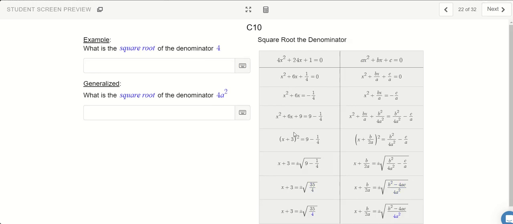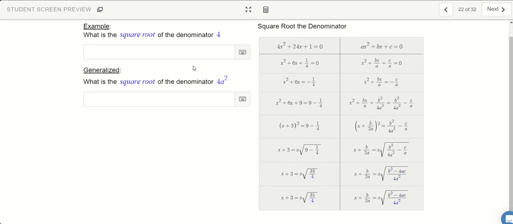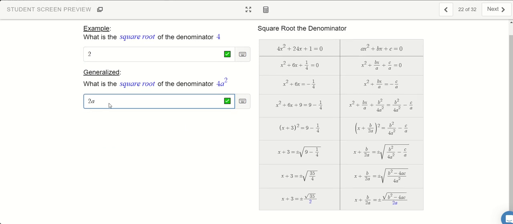Okay. Now we're going to square root the denominator. Square root of the 4 is 2. Square root of 4a squared is 2a. Again, 2 times 2 is 4. A times a is a squared.